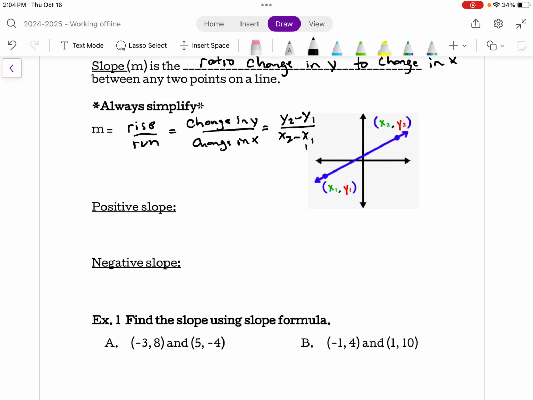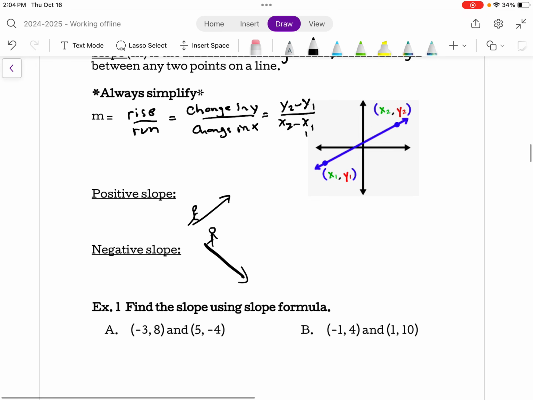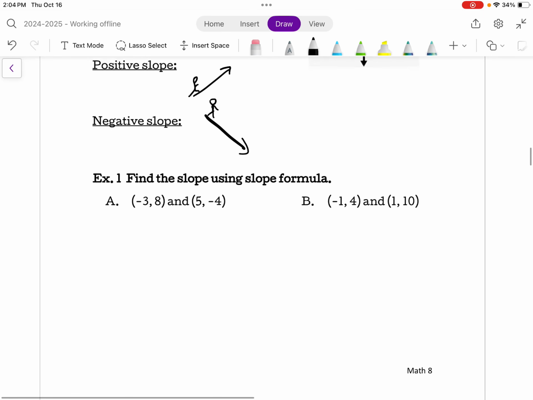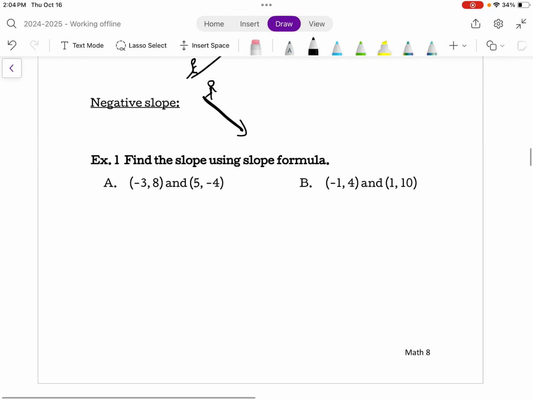Just a couple things to know about slope is that if you are looking at it from left to right and it's going uphill, a lot of times I like to pretend like a person is climbing this hill. That would be a positive slope. And then as you look at it from left to right, if it's downhill, if someone's climbing down the hill, that would be a negative slope. And that's important to know because that kind of helps you check your answers when you actually find it. So let's take a look at a couple examples here.